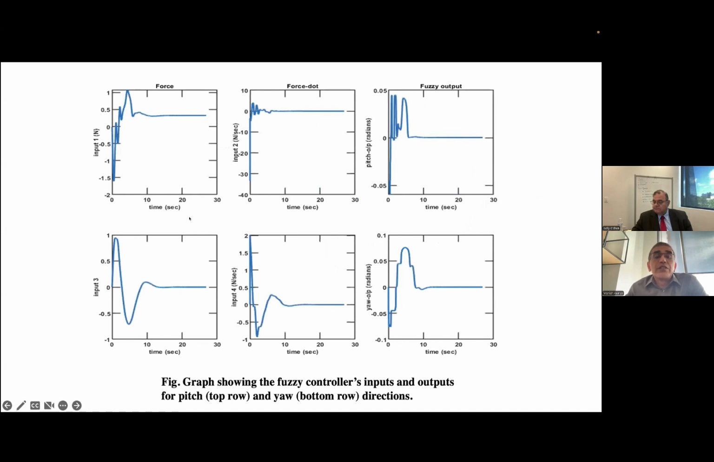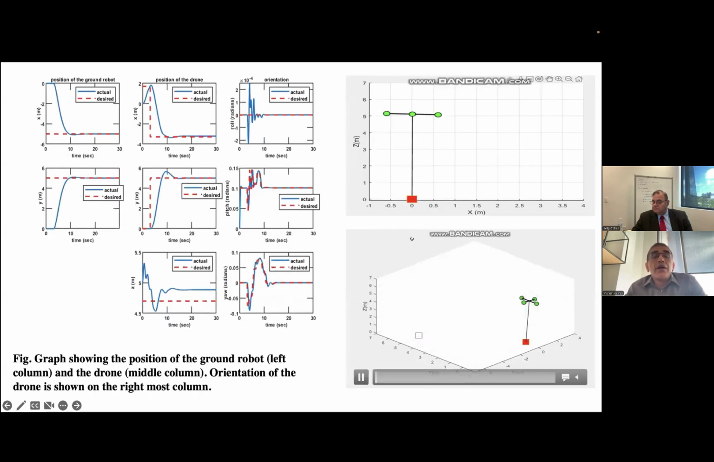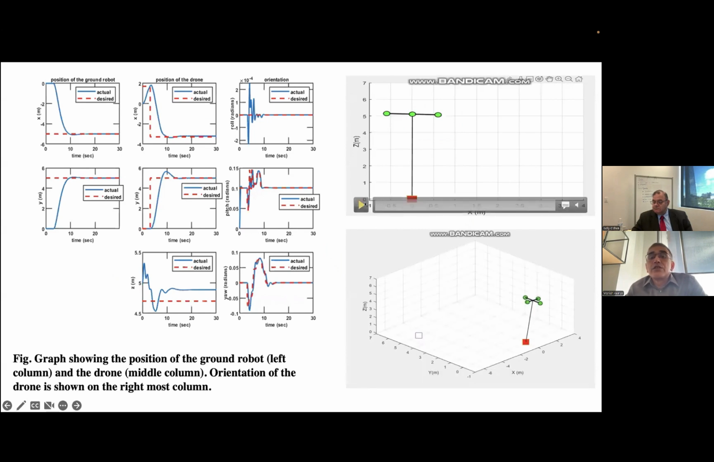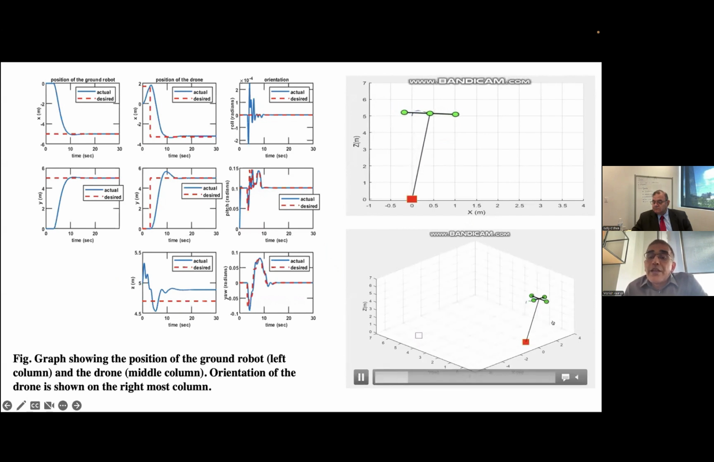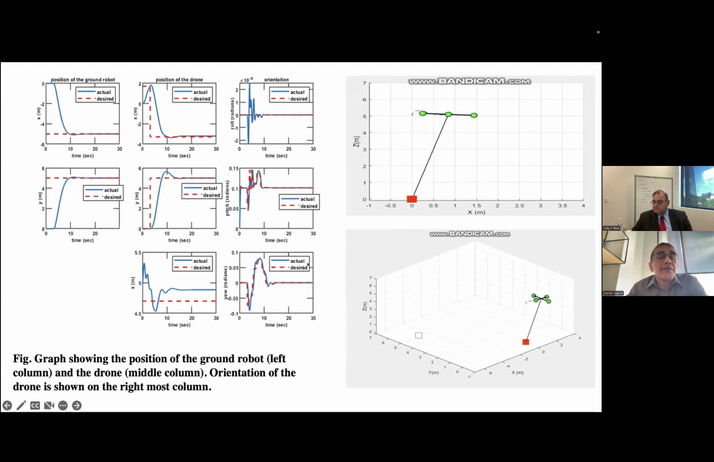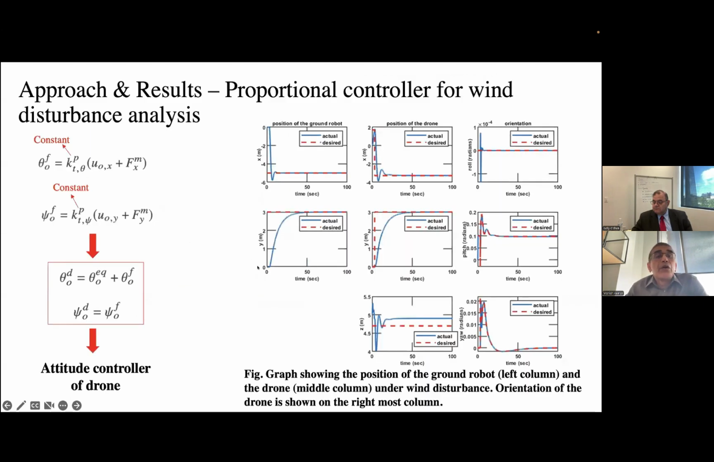This shows the fuzzy control input, which is force and force dot, and how the fuzzy output behaves with respect to the inputs, for both the controllers for desired pitch and desired yaw. And more results. There are some simulations over here showing how the drone and the rover collaborate. Now these are the results for wind disturbance analysis. Over here, a constant wind is applied.